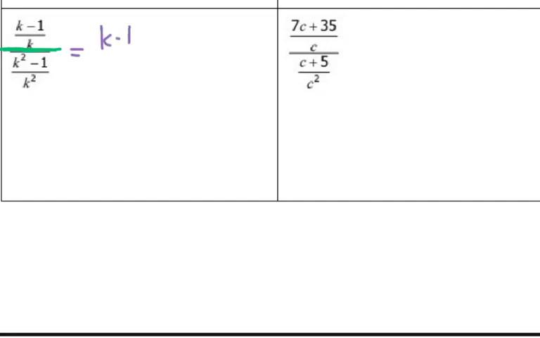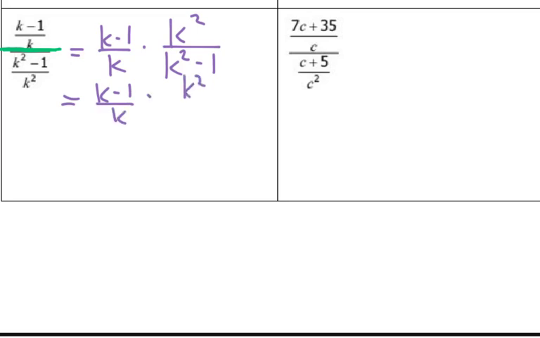So my fraction in the numerator is k minus 1 over k, and I'm going to multiply this fraction by the reciprocal of the fraction in the denominator, so k squared over k squared minus 1. And that becomes simplifying two rational expressions. So we need to factor anything that can be factored, going back to the lesson that we did a few lessons ago. If you examine the first fraction, there's nothing to factor in numerator or denominator. But if you look at the second fraction, the denominator is the difference of two squares.